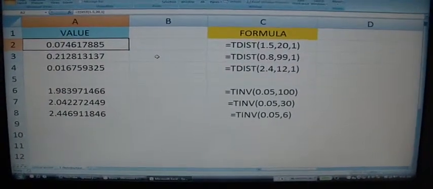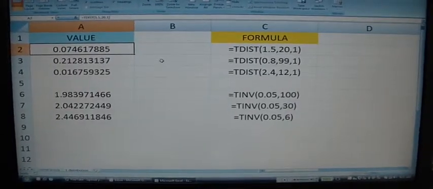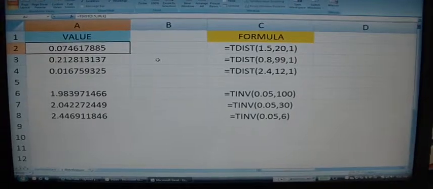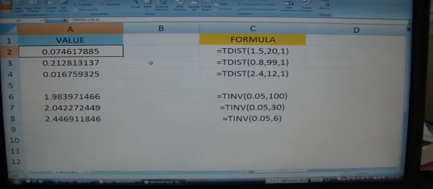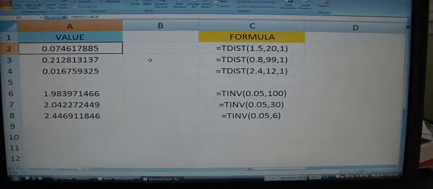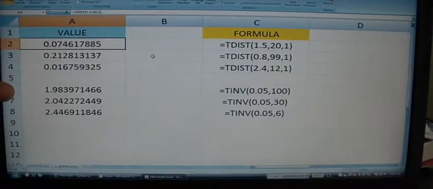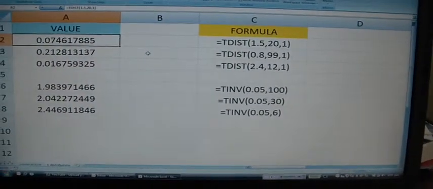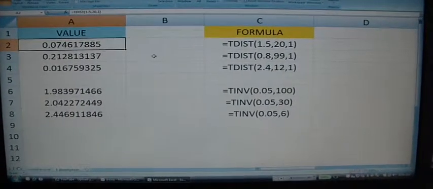So what we have here is a set of 3 t-distribution formulas and 3 t-inverse formulas to help give you some idea about how to use Excel to do calculations for a t-distribution. As you can see here, there's the values, and then on this side there are the formulas that are used to generate those values in column A.